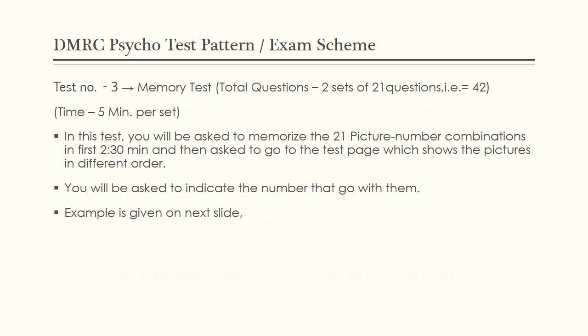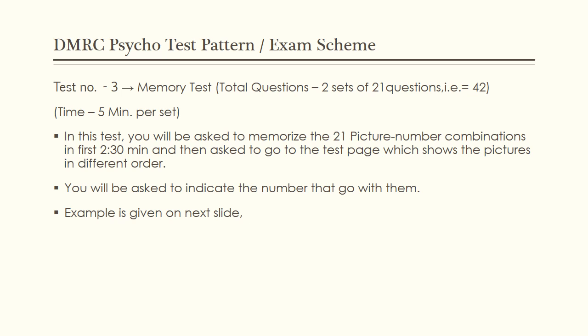In test number 3, that is the memory test, they ask 21 questions in one set, so there will be a total of 42 questions. They give you 5 minutes per set, and in those 5 minutes you get 2.5 minutes for memorizing these picture-number combinations. After that you have to fill in the answers on the next page or OMR sheet, whichever is given to you, in the next 2 minutes and 30 seconds.